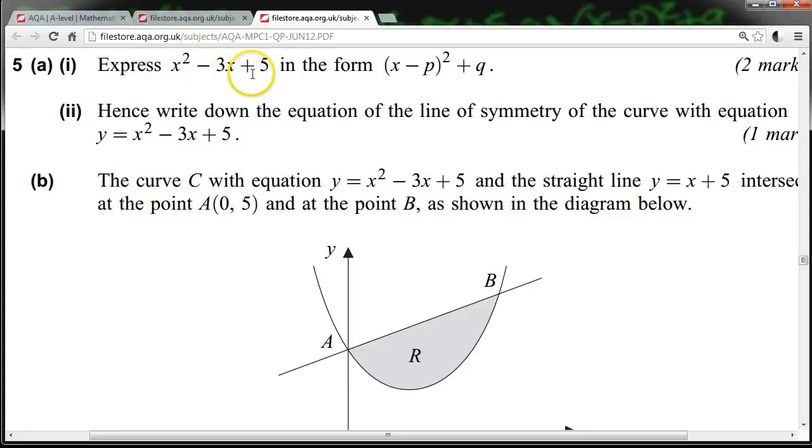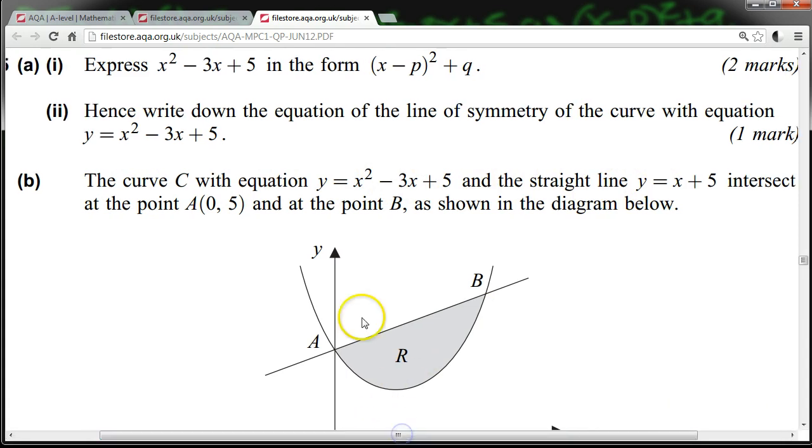Express x squared minus 3x plus 5 in the form x minus p all squared plus q. Hence write down the equation of the line of symmetry of the curve with equation y equals x squared minus 3x plus 5. The curve C with equation y equals this and the straight line y equals x plus 5 intersect at the point A (0, 5) and at the point B as shown in the diagram below.